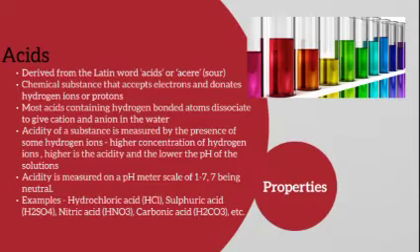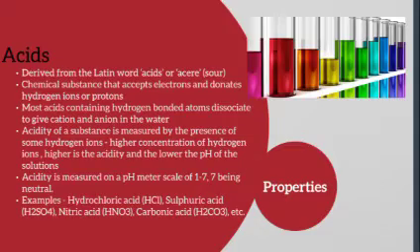Most acids containing hydrogen-bonded atoms dissociate to give cation and anion in water. The acidity of a substance is measured by the presence of hydrogen ions, which means the higher the concentration of hydrogen ions, the higher is the acidity, and the lower the pH of the solution. Acidity is measured on a pH scale of 1 to 7, where 7 is neutral. Examples of acids are hydrochloric acid, sulfuric acid, nitric acid, carbonic acid, etc.